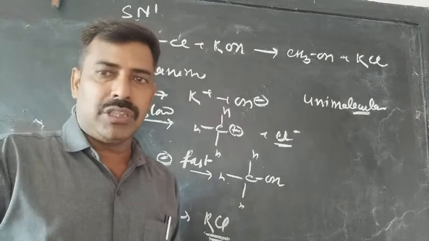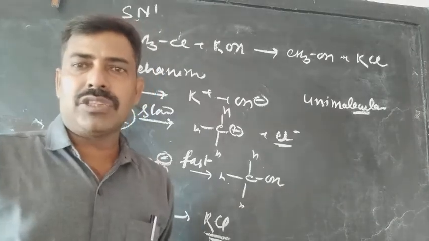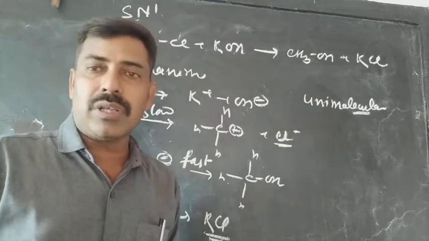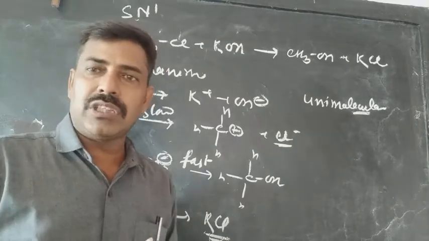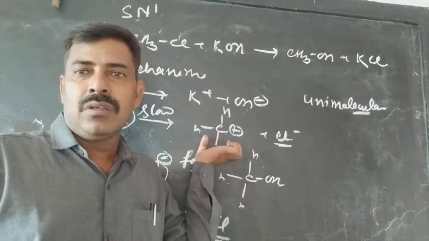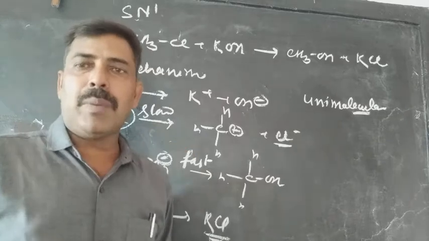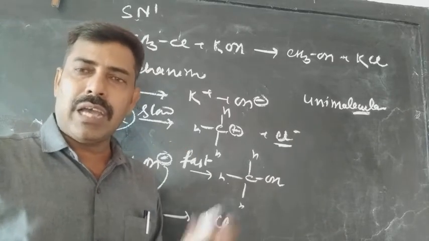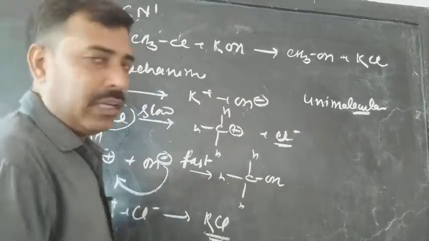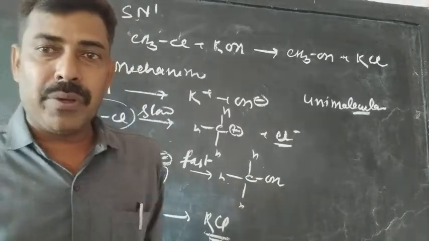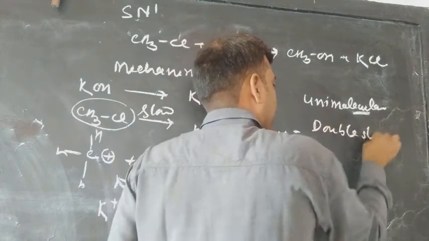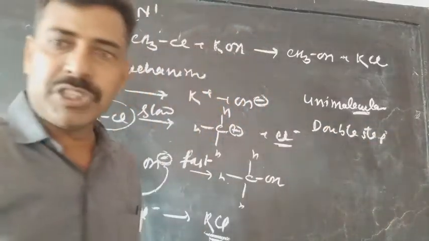Now, in the previous case I said that the intermediate is highly unstable, and being highly unstable the reaction was considered to run in a single step. But here the intermediate is a carbocation, which is much more stable than the pentavalent intermediate. It can be easily identified, and this is the reason we say the reaction is a double step reaction. So there are two steps in this reaction.